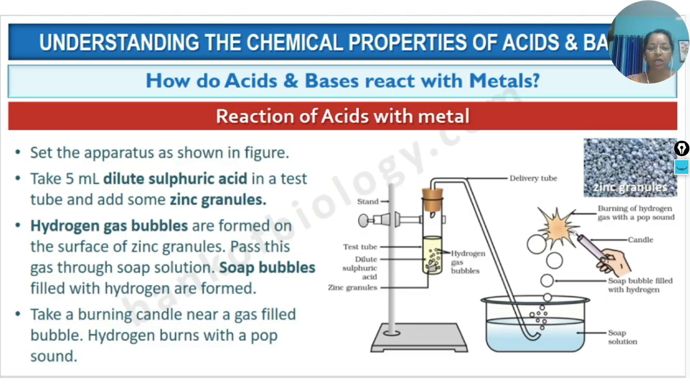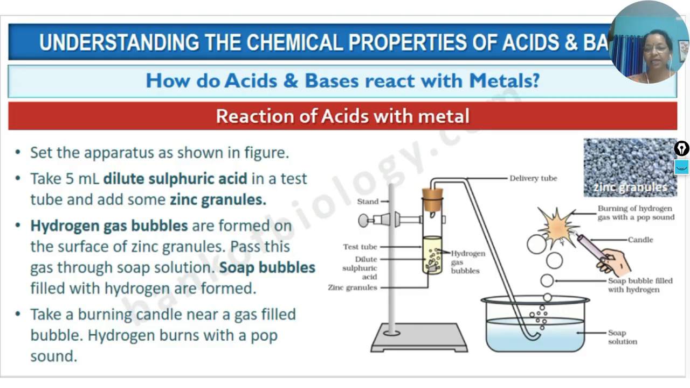Now, let's talk about the reaction of acids and bases with the metals. First, we'll talk about the reaction of acids with metals. So, acid and metal, which we learned in the previous chapter. Here it is showing zinc granules and dilute sulfuric acid. If you mix zinc granules and dilute sulfuric acid, you can see that bubbles are coming out. Collect that gas through a bent tube, pass it through a soap solution, let it come out, and bring a burning candle near the bubble.